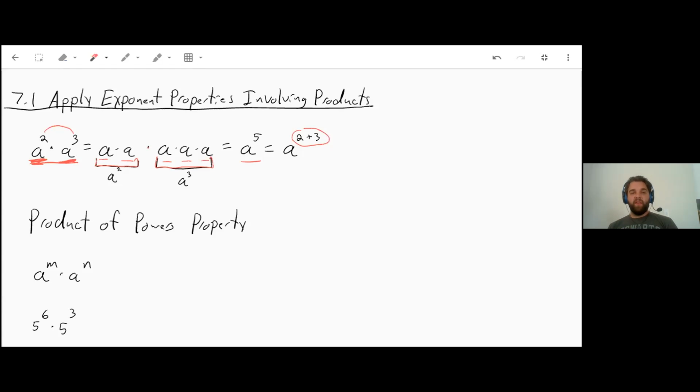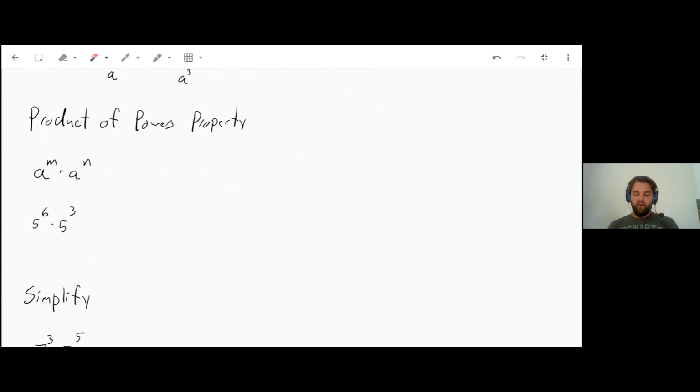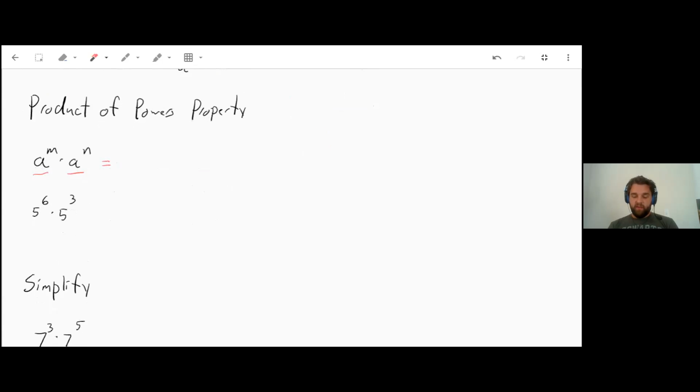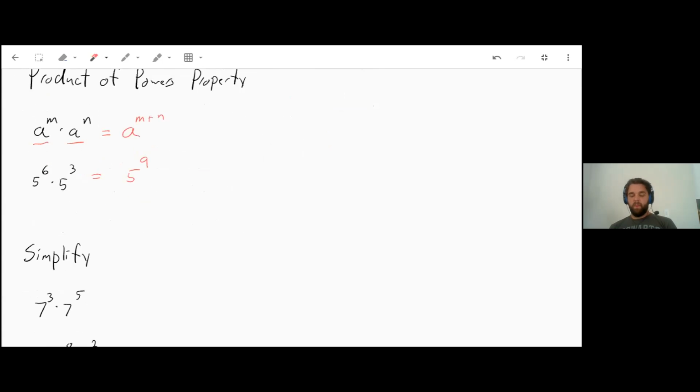So let's go and just try that a few times. So a to the m times a to the n, well, it has the same base of a, so you just have to add their exponents together. So it's going to be a to the m plus n power. Or with fives, we have a base of 5. One has a power of 6, the other has a power of 3. We add our powers together, so we get 6 plus 3 makes 9. So our answer would be 5 to the 9th.